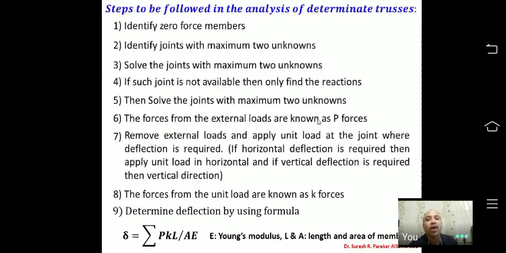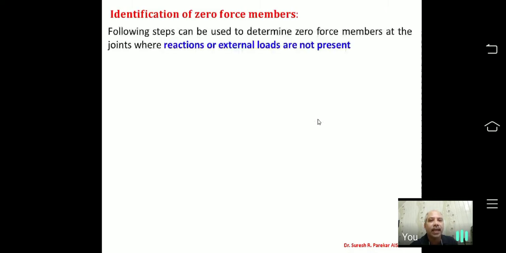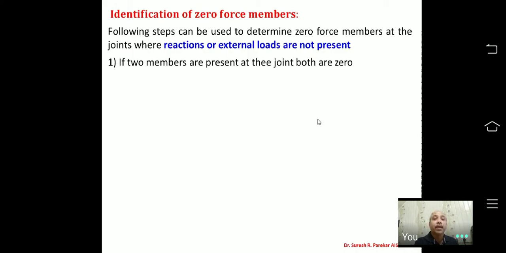So now following all these 9 steps, we will switch over to the next part, that is how we will identify zero force members. This identification of zero force members can be applied at the joints where you do not have any external load or any reaction, only then can you apply these steps. Now if you have two members at a joint where you do not have any external load or any reaction, then both members are going to be zero.